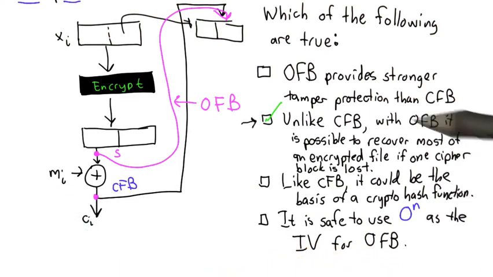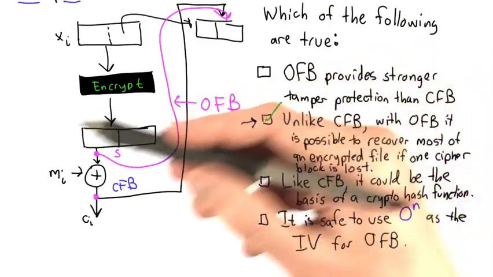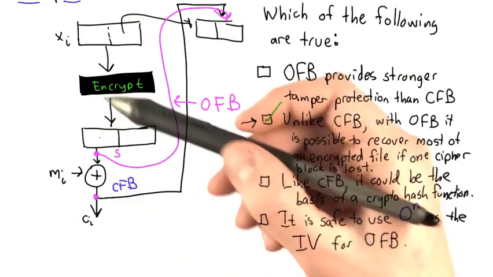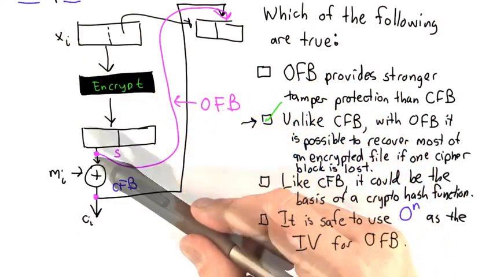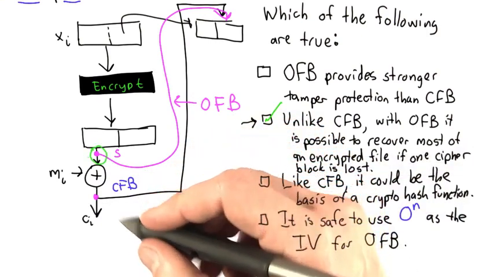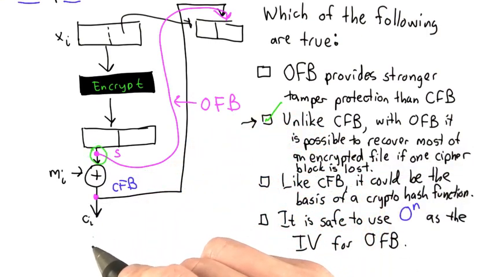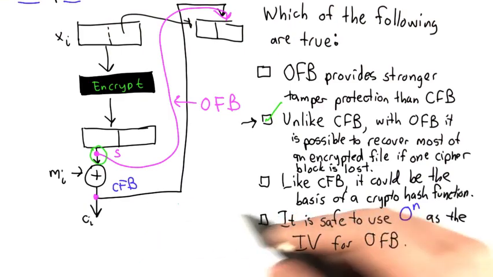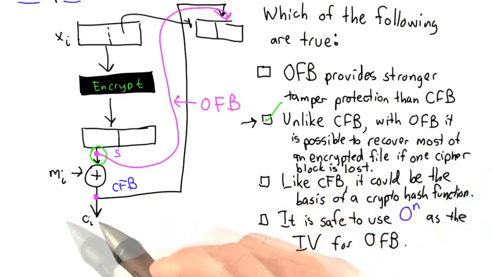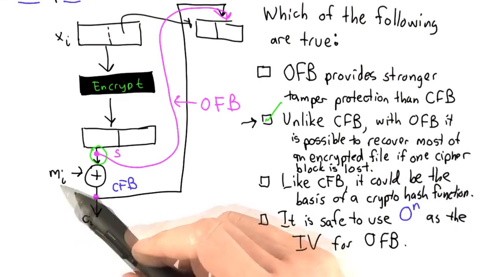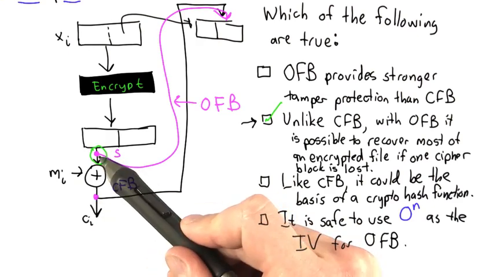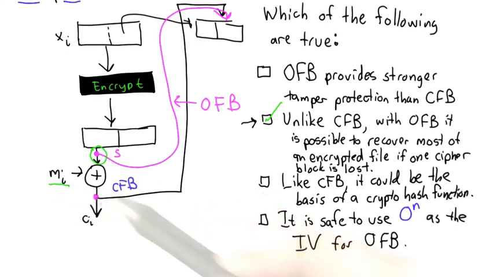With output feedback mode, it is possible to recover most of an encrypted file if one cipher block is lost. We can see this because in the decrypt process, we need to calculate this input into the XOR, and that can be calculated without knowledge of C1, C2, C3, or any of the other cipher messages. Even if we're missing a cipher text block, the rest of the Ms can be XOR'd with the remaining cipher text blocks and our calculated inputs to find our message block.